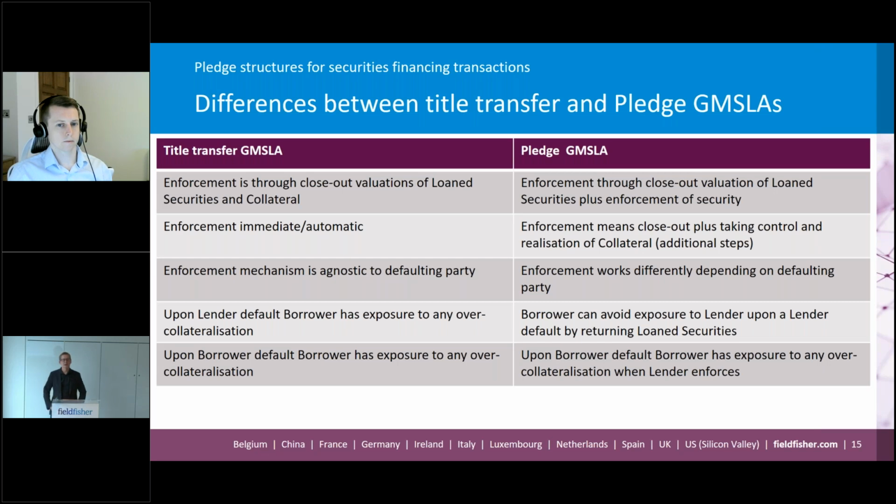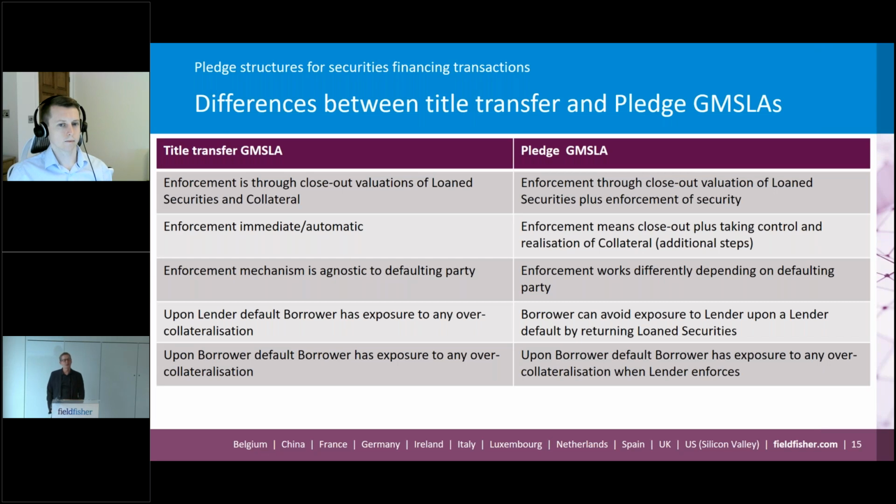With a pledge GMSLA, the enforcement is slightly different. You carry out the same DMV, default market value, closeout valuation on the loan securities, but then the next step with regards to collateral would be to enforce the security and not immediately to put a value on it under the terms of the GMSLA itself.